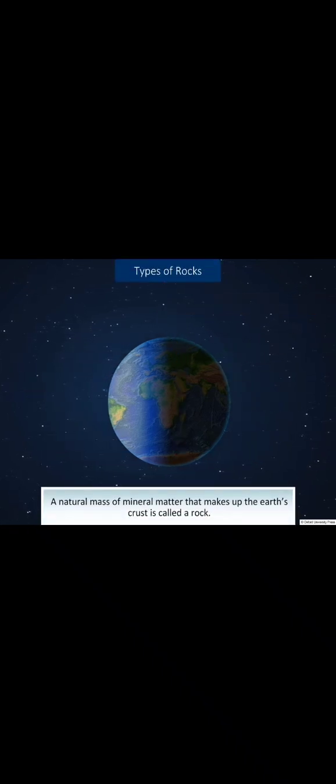The Earth's crust is made up of rocks. Rocks are of three types: igneous, sedimentary, and metamorphic. The Earth.